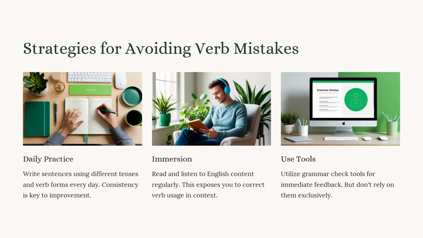The second strategy is read and listen to English content. Immersion is one of the best ways to learn. Read books, articles, or blogs in English to see how verbs are used in context. Pay attention to how different tenses and verb forms appear in real sentences. Listening to podcasts, audiobooks, and conversations in English is equally helpful.